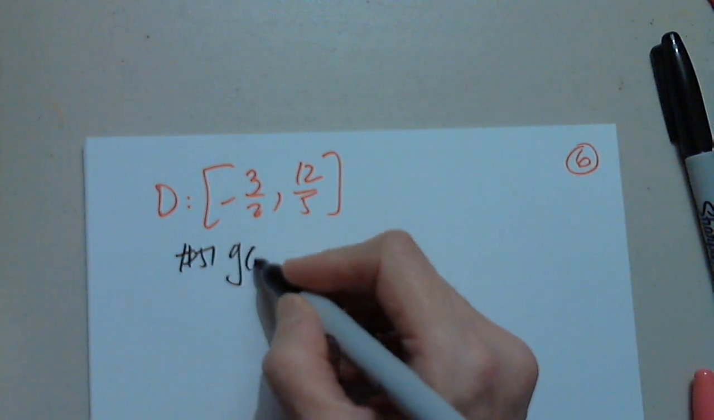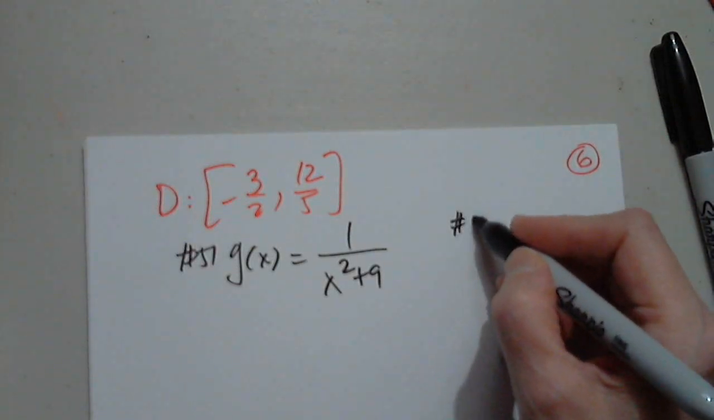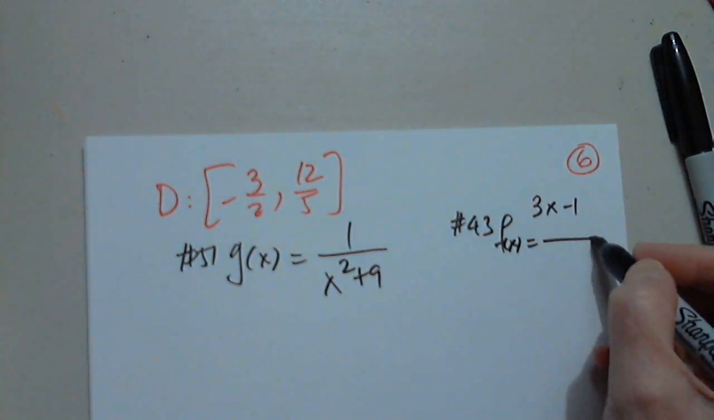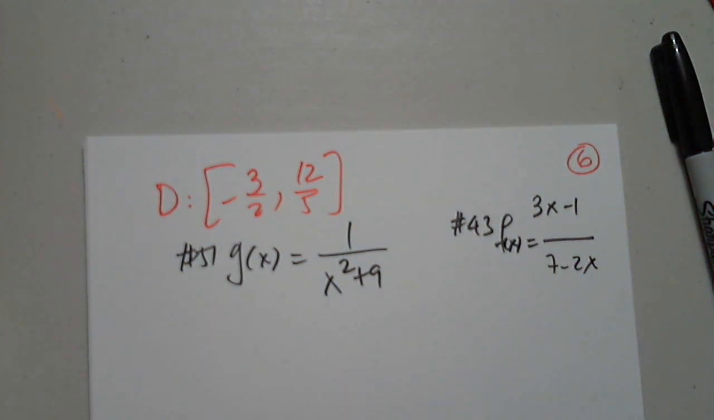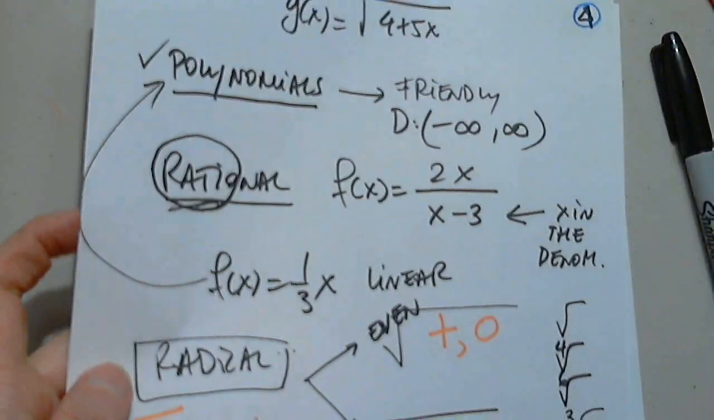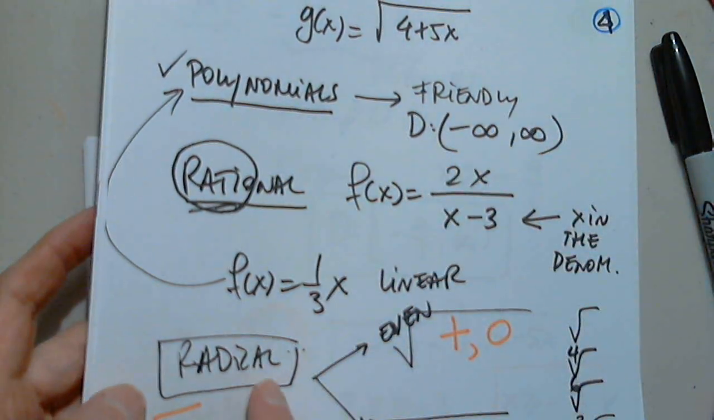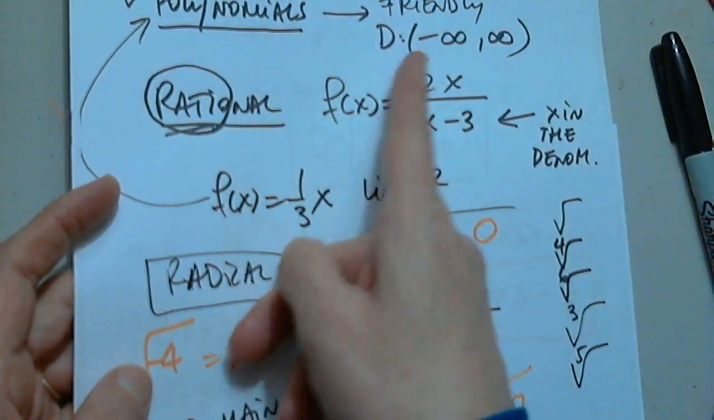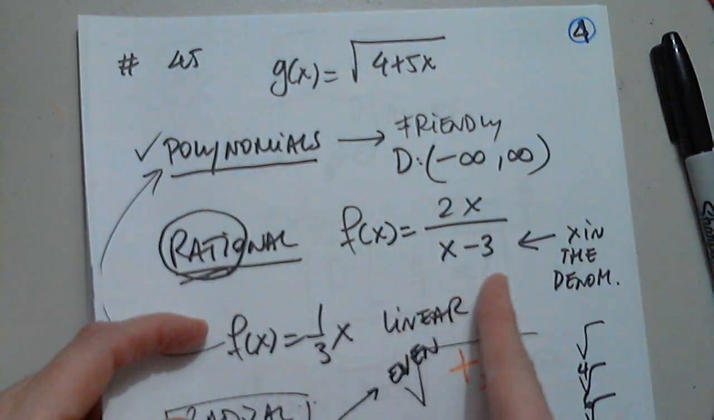And 51, we have g of x equals 1 over x squared plus 9. And I will also pick 43 together. We're going to discuss both. 3x minus 1 divided by 7 minus 2x. As you know, we have many different functions, many. So this is just 3 examples. This one is very friendly, no problem. This one we identify it now. If it has index 3, no restriction, nothing. Friendly means everything. But now we have a situation in which we have a rational function.